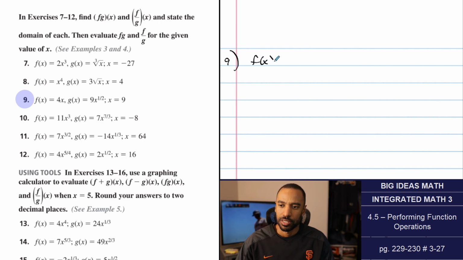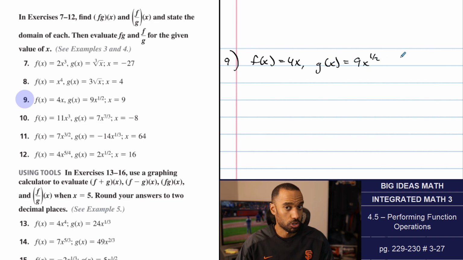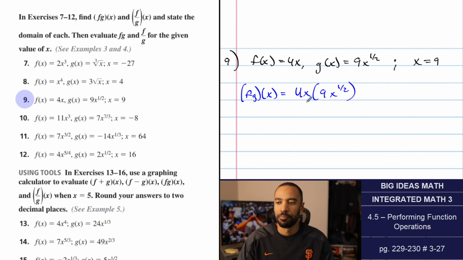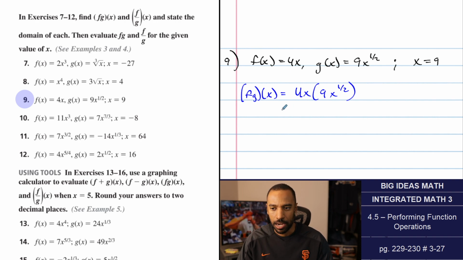F of x equals 4x. G of x equals 9x to the 1/2 power, which also means 9 times the square root of x. Not the 9, just the x. And x equals 9 will be our substitution. Let's multiply f times g of x: 4x times 9x to the 1/2 power. Now, the 4 and the 9 can multiply. The 9 is not being raised to that power at all, so we can turn that into 36.